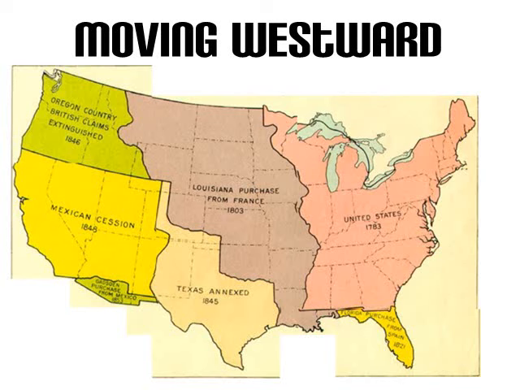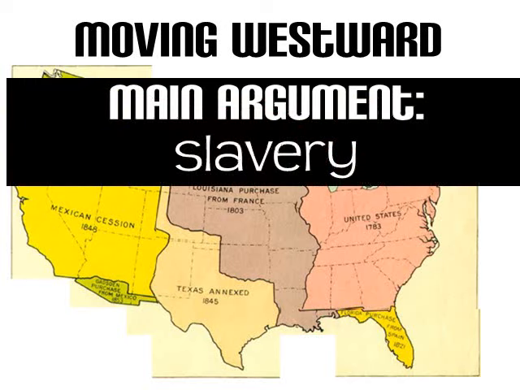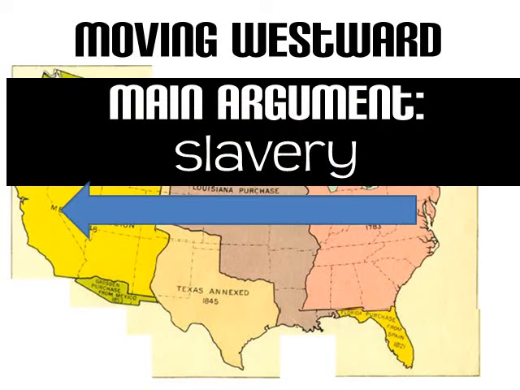All right, we just got done talking about sectionalism, the differences between the North, the South, and the West. But as we start moving westward, our second cause of the Civil War comes in. Our main argument becomes slavery. Because as we keep adding new states and new territories, the big question becomes, does a new state become a slave state or does it become a free state? And this big argument eventually leads to South Carolina seceding and starting the Civil War. So let's look at how this argument developed.